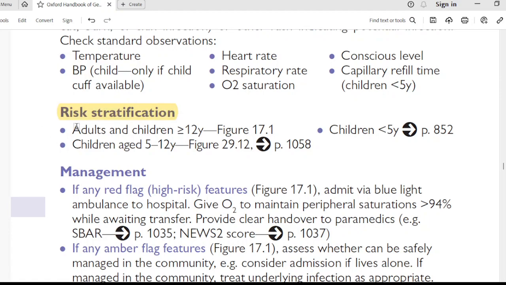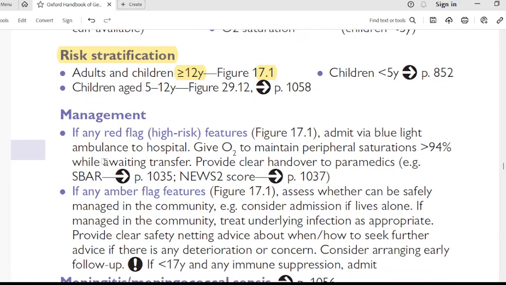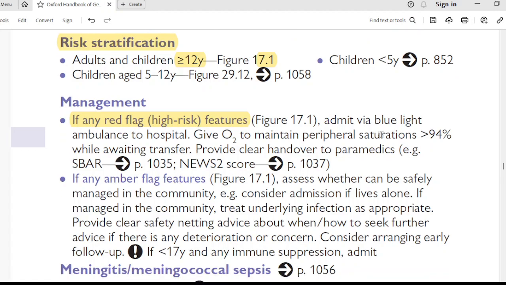Risk stratification. Adults and children more than 12 years, figure 17.1. Children less than 5 years, page 852. Children aged 5 to 12 years, figure 29.12, page 1058. Management. If any red flag features, figure 17.1, admit via blue light ambulance to the hospital.